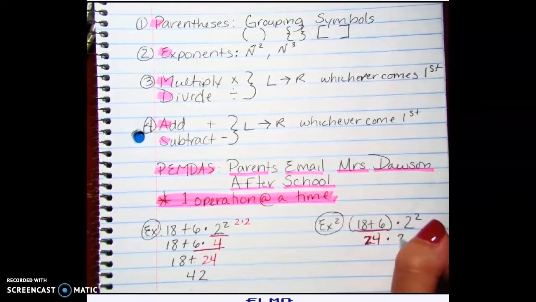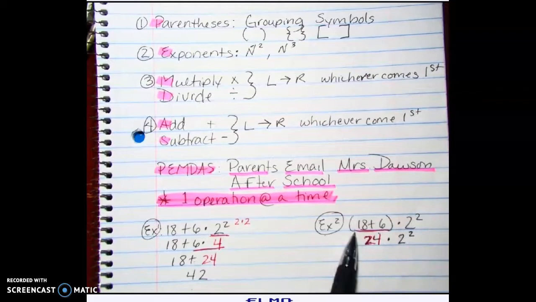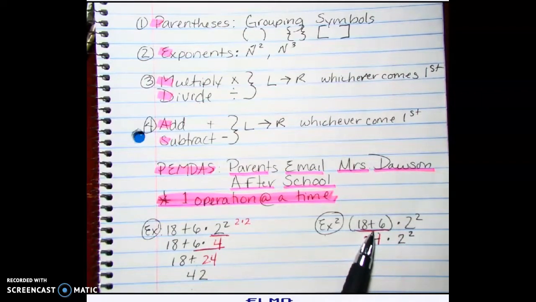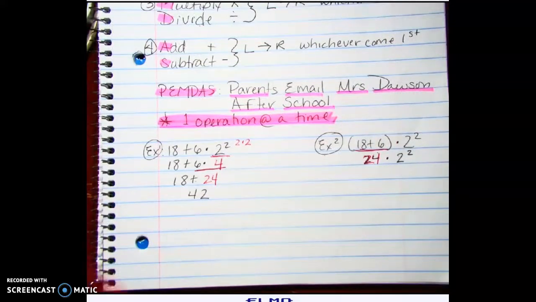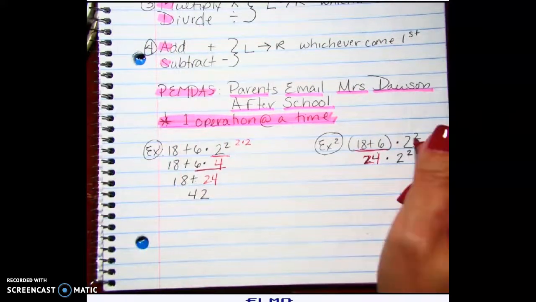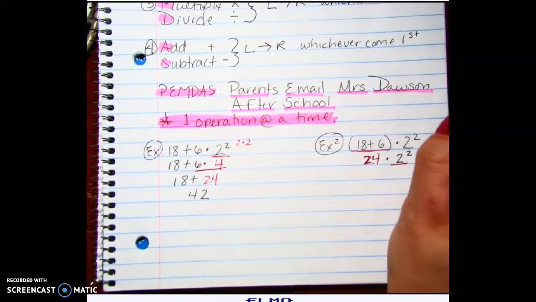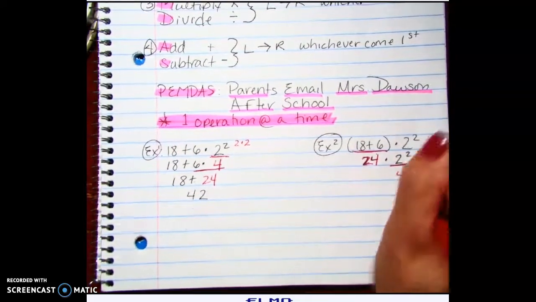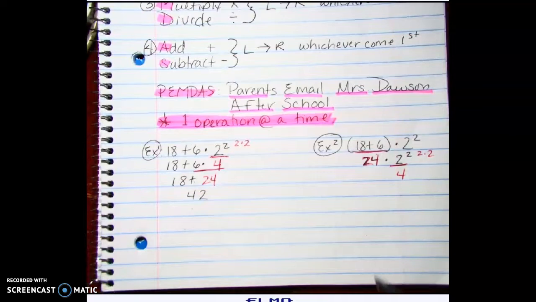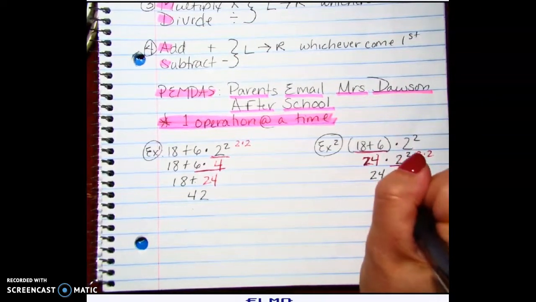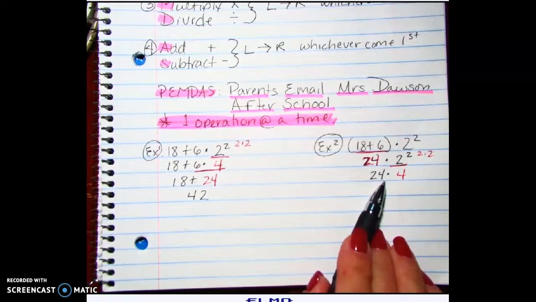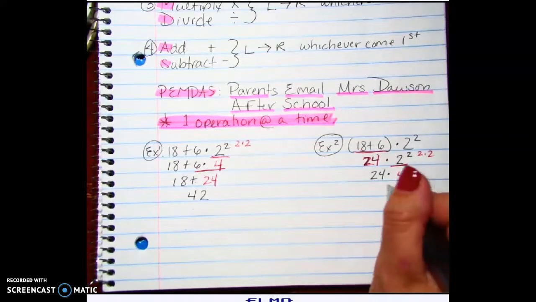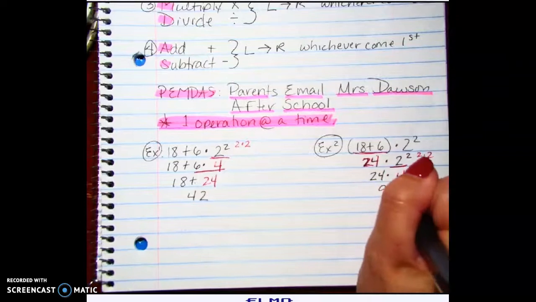And then I take 2 squared. Notice I went to parentheses and did whatever operation was inside parentheses. Next, I look and I see exponents. Hey, I have one. And that is 2 times 2, which equals 4. So that means I take 24 times 4. Well, now I just have one operation of multiplication, and 24 times 4 is 96.